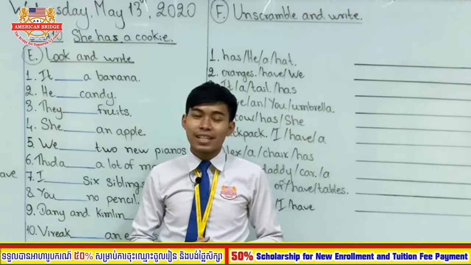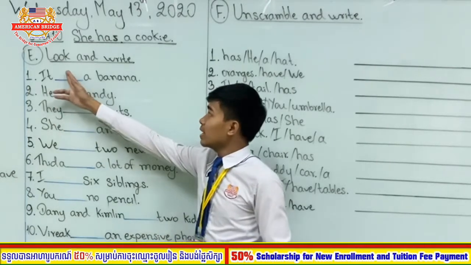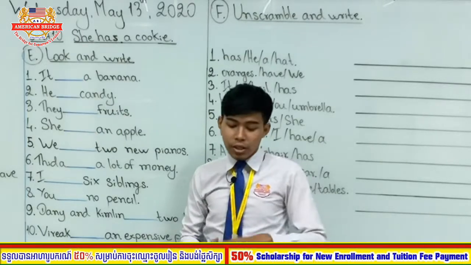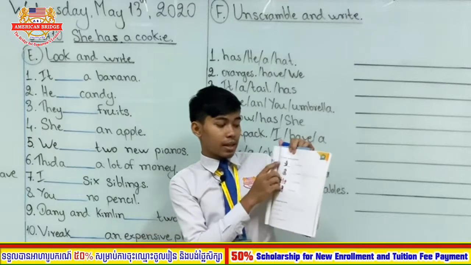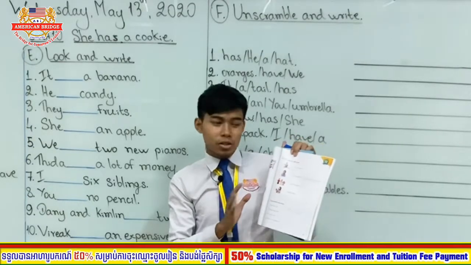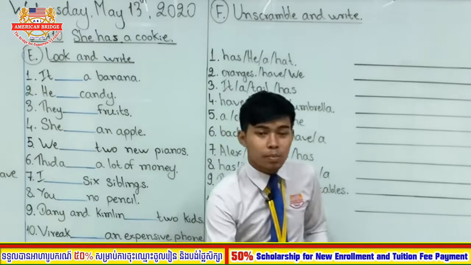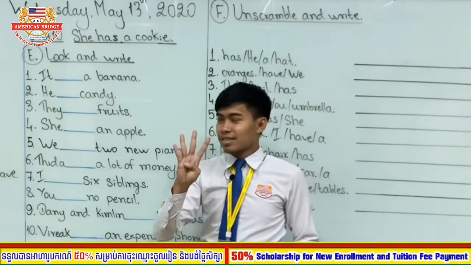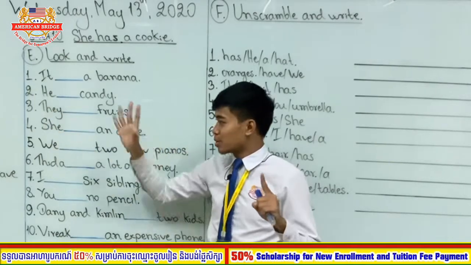So now let's go to our exercise. As you can see on the whiteboard, exercise E, look and write. In your book, you see exercise E, you have pictures, but here we don't have pictures, so just look and write, okay? On the textbook, you see only 4 exercises, 1, 2, 3, 4, but I include 6 more, so there are 10, right?